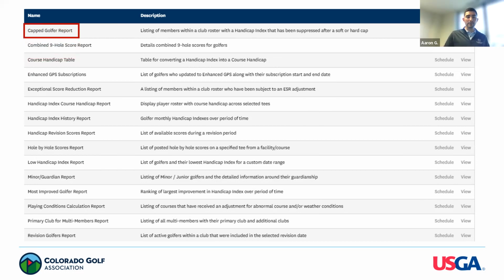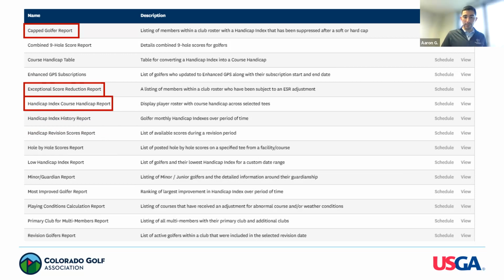So the first one is the cap golfer report. This will show you within a period of time who is capped and who has a soft cap and who has a hard cap. Next one would be exceptional score reduction report, ESR report. In the past, you can set the time frame, how many ESRs has my club had, and has a person had multiple.